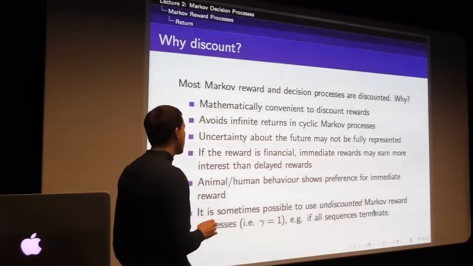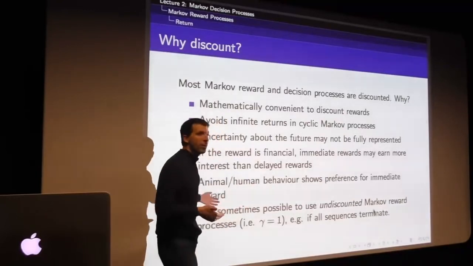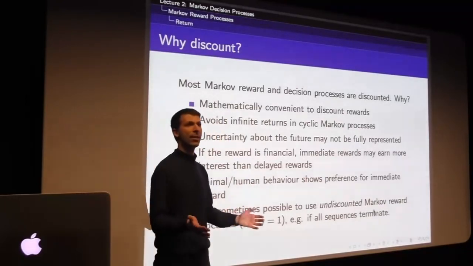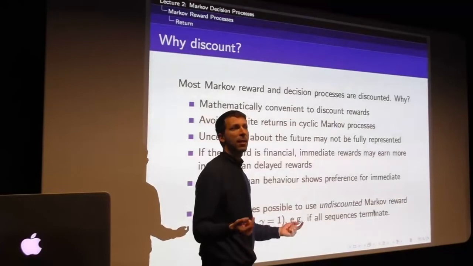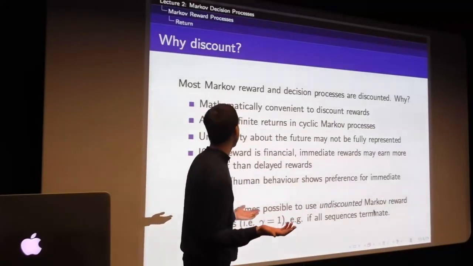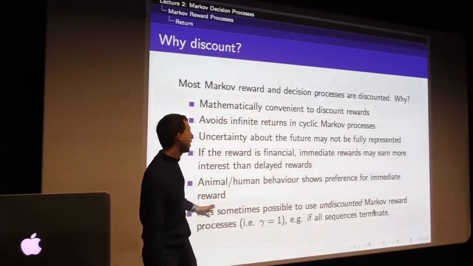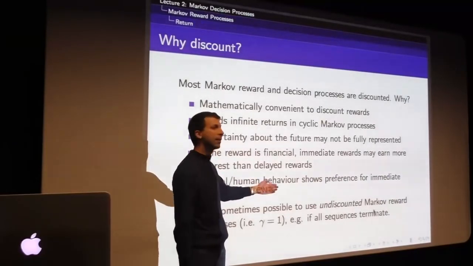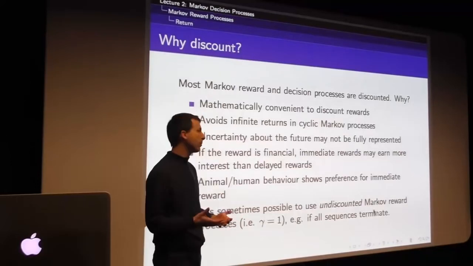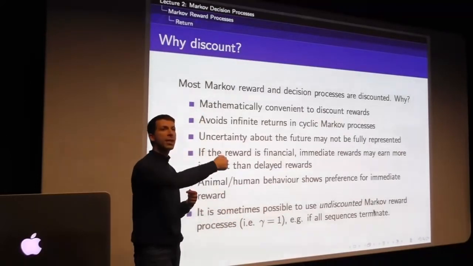And finally, I just wanted to mention that if you don't agree with these points, which I think is perfectly legitimate, to say, well, hey, look, the problem I care about really is one where it's artificial to introduce a discount factor, I'm only doing it to make it convenient, there are alternatives, and there are undiscounted Markov reward processes. The simplest case is where we know that all sequences terminate.